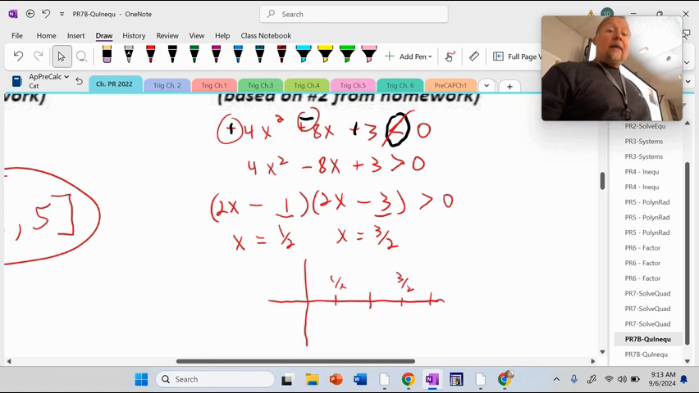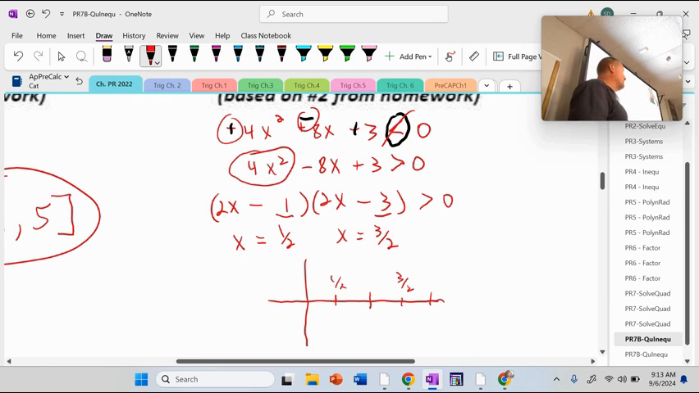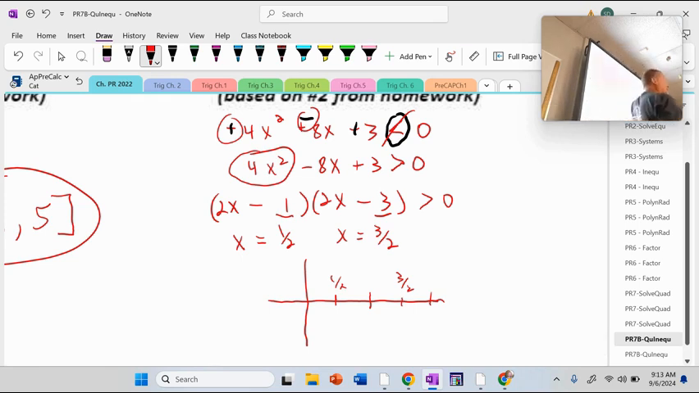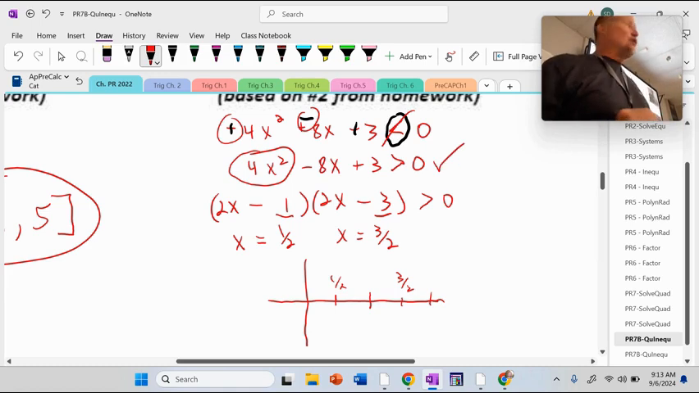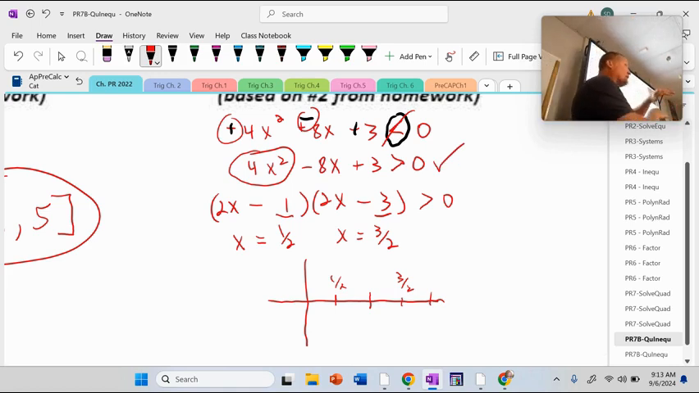And again, I made the choice, and this can always be the choice. Which way is my parabola going? I'm on this one now with the greater than. So which way is my parabola going? That's tricky. I saw people say down, but no, we made a change. We're analyzing now the greater than 0. So that's with the 4x squared.